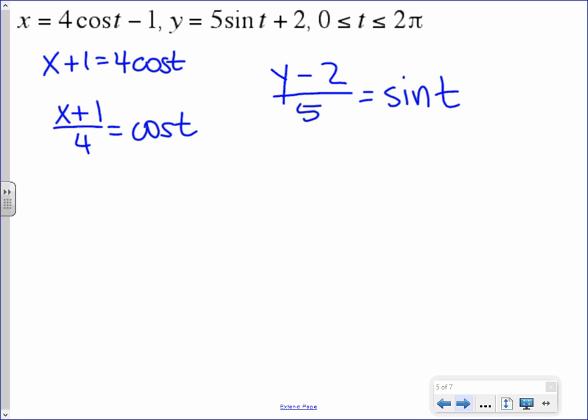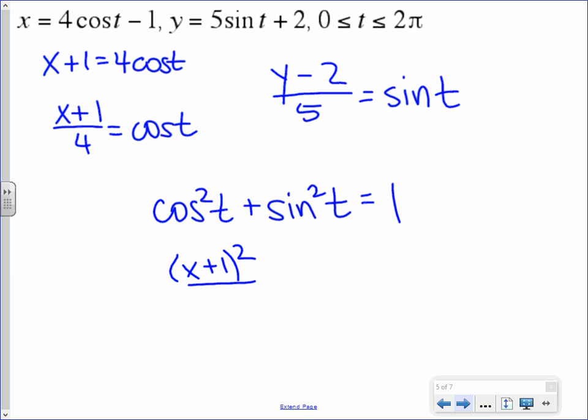Why would we square everything? But you do have the right idea. So that your cosine is going. We know that cosine squared plus sine squared equals 1, so x plus 1 the quantity squared over 16 plus y minus 2 the quantity squared over 25 equals 1. Now we have an equation we can work with.